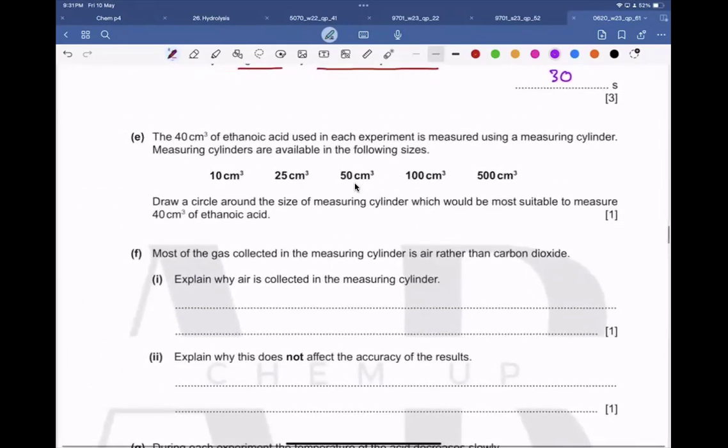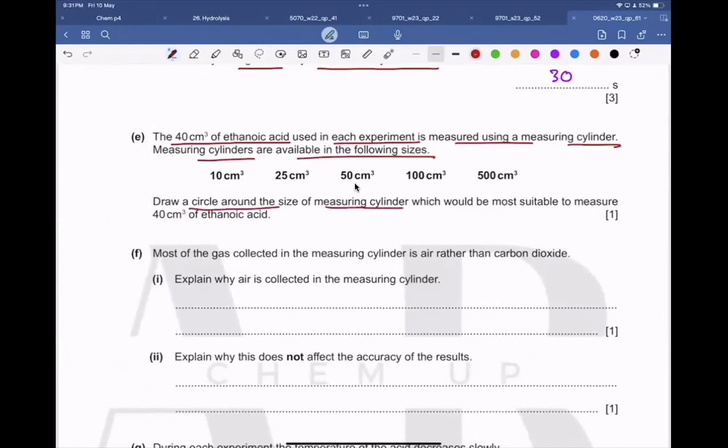Now, the 40 centimeter cube of ethanoic acid used in each experiment is measured using a measuring cylinder. Measuring cylinders are available in the following sizes. Draw a circle around the size of measuring cylinder which would be most suitable to measure the 40 centimeter cube of ethanoic acid. So obviously, that is the most appropriate one. Okay.